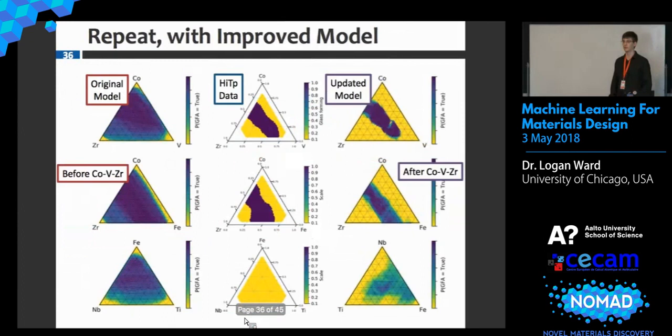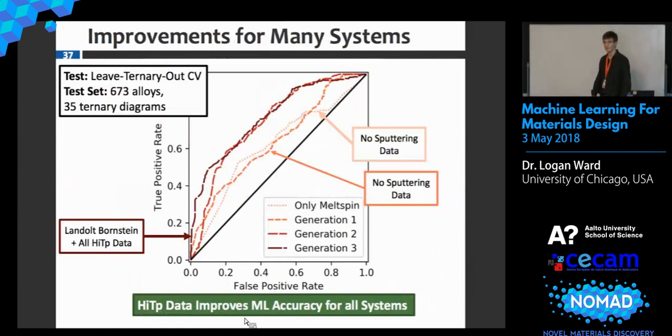And we found that this improvement in accuracy is not just better for these two hand-selected systems, but across the entire training set. This chart here is showing the receiver operating characteristic curve produced by the leave-one-ternary-out test, where we iteratively removed one of the 35 ternary diagrams as a test set for our machine learning model, trained on the remaining data, and iterated through all diagrams. And you'll note that our original model, which only used melt spinning data, had a much smaller area under the curve, and therefore worse classification scores, than our final model based on the entire data set, the sputtering data, plus all of the data produced with our high throughput experimentation.